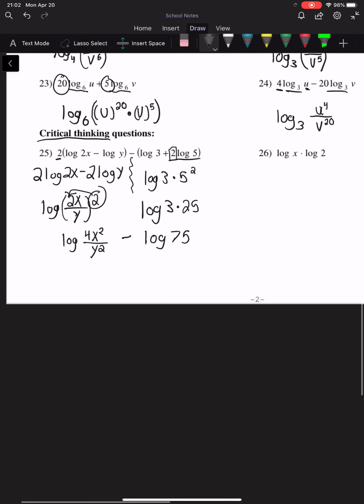All right, well, now we got something else that we could work with. So we have to simplify this again. But this one's a little bit easier to simplify. Now we just have to divide. So we're going to get log 4x squared over 75y squared. And that's it for this one.